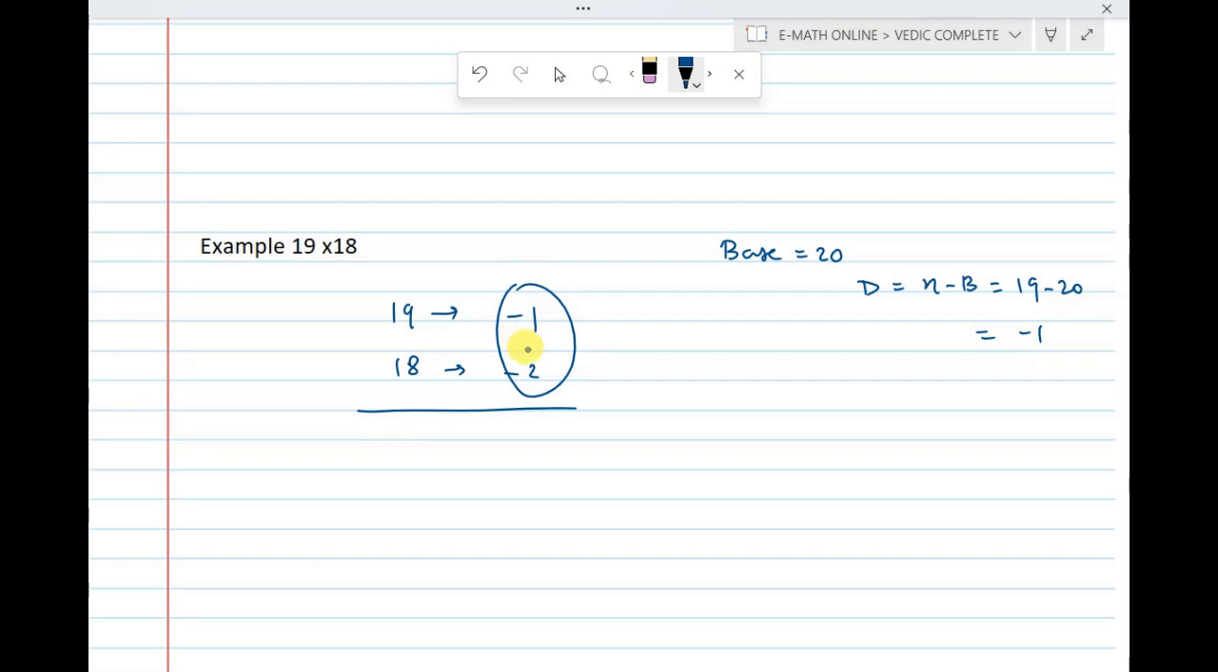Calculate these two deficiencies, minus into minus is plus, 2 ones are 2. Fine. And I am doing this one, crosswise addition. 19 minus 2 was how much? It was 17. And since the base is 2 tens, the 17 was multiplied by 2. That means it was 34 and this 2, so 342 is the answer. In this way, we have to do this.